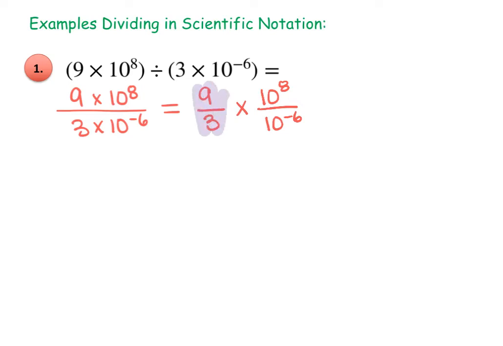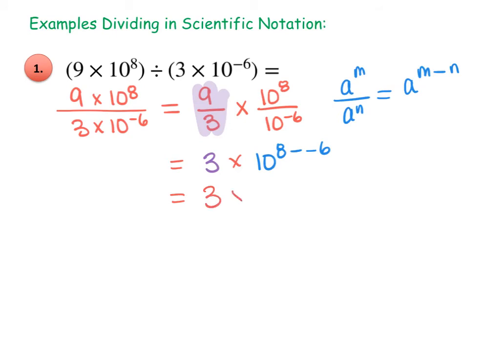And then when I do this here, I can see that I can evaluate this fraction, 9 over 3. Well, 9 divided by 3 is just equal to 3. So now I've got 3, and I'm multiplying this times 10 to the power of 8 divided by 10 to the negative 6. But we do remember that we learned that a to the power of m divided by a to the power of n is equal to a to the power of m subtract n. So I now have 10 to the power of 8 take away negative 6. So now I've got 3 times 10, and then 8 take away negative 6 is like having 8 plus 6, so that's going to give us 10 to the power of 14.